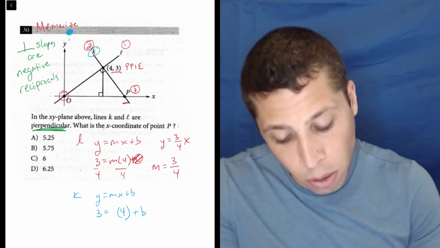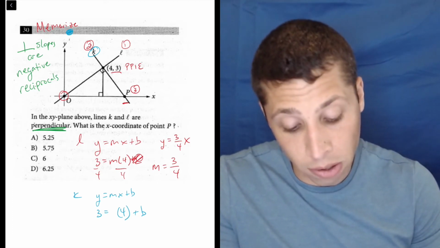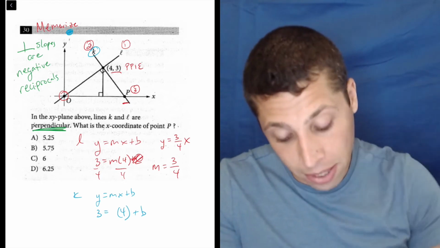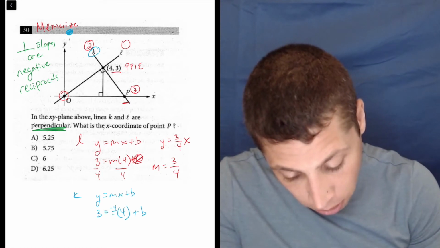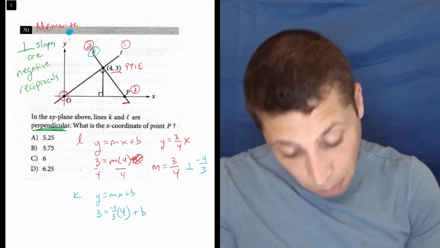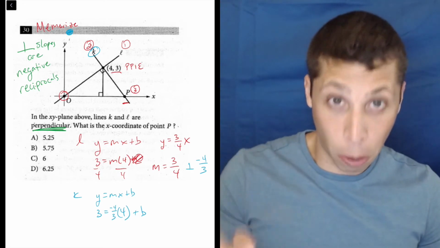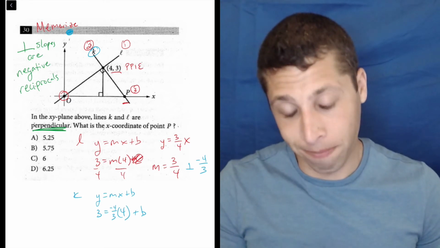But we should be able to get the slope because we know that this line is perpendicular to line L. So if we know that the slope of L is 3/4, the negative reciprocal means we flip the fraction upside down and flip the sign. So the slope is going to be negative 4/3. Let me write that here, just so it's in a couple places. 3/4 as a slope is perpendicular to negative 4/3. Flip it and reverse it.